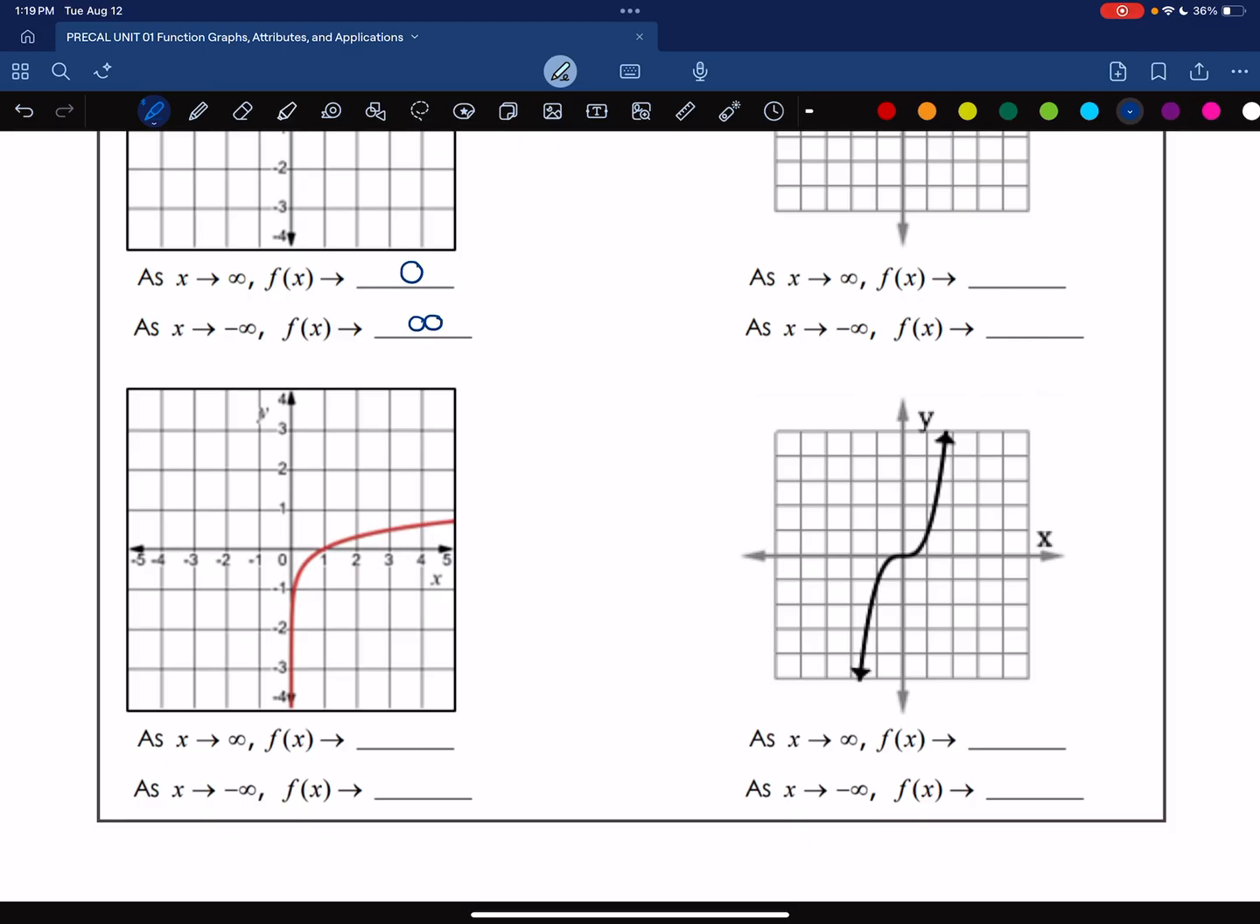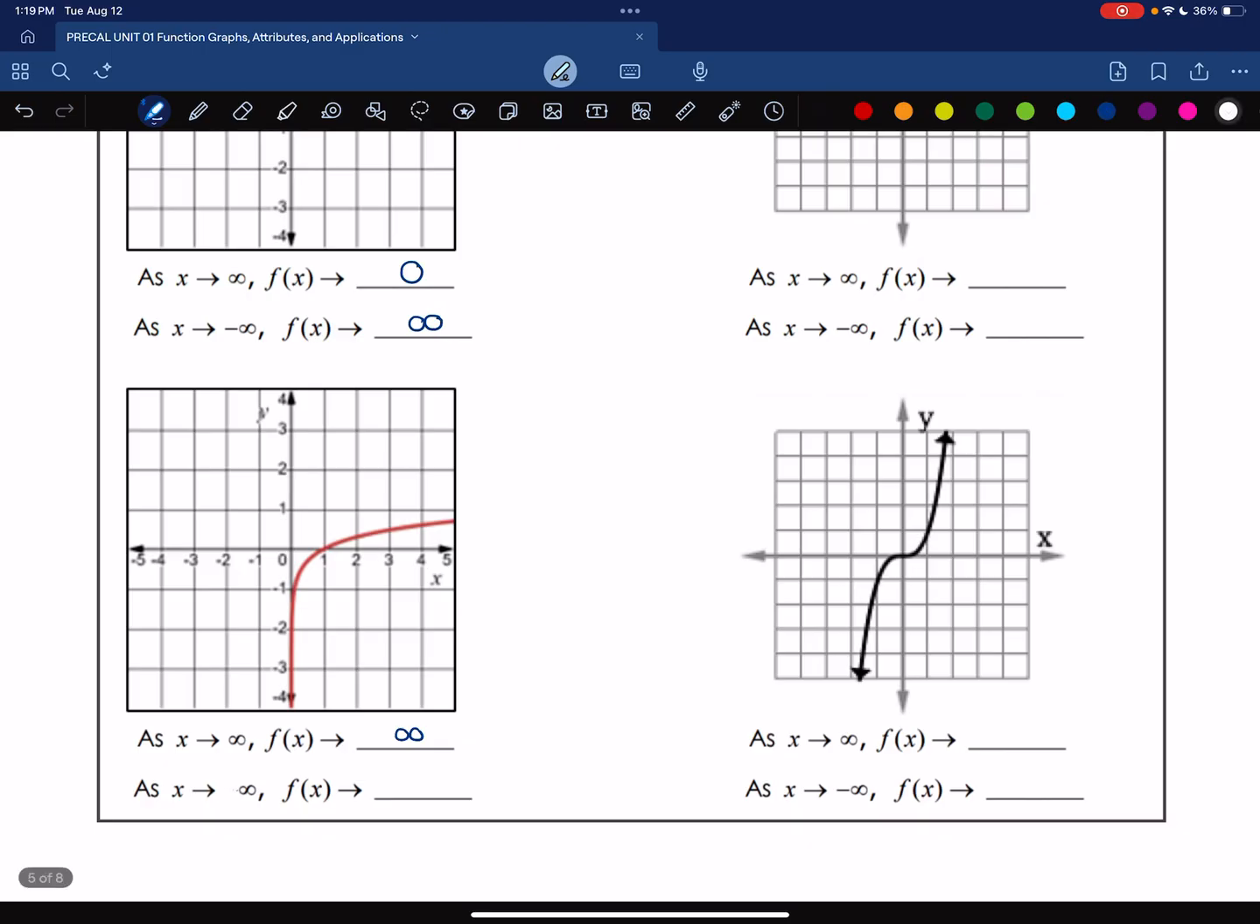So let me grab my white pen. No, let me first do blue. All right, so the first question, as x approaches infinity, that means as we're moving to the right. As we're moving to the right, what's happening? Well, for this logarithmic function, it's going to keep increasing upward, unbounded, all the way to infinity.